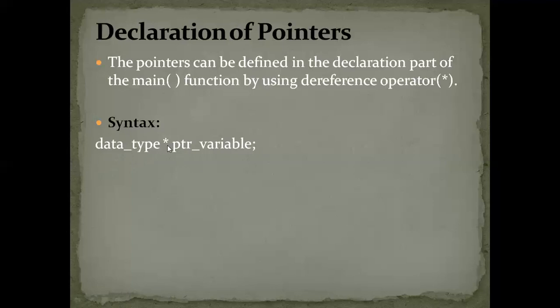What is this symbol star? We call it the asterisk. Asterisk means what? It is the dereference operator. What do you mean? Asterisk means dereference operator. So this is a pointer variable. It is a valid what? Identifier. So this is the declaration of the pointer.